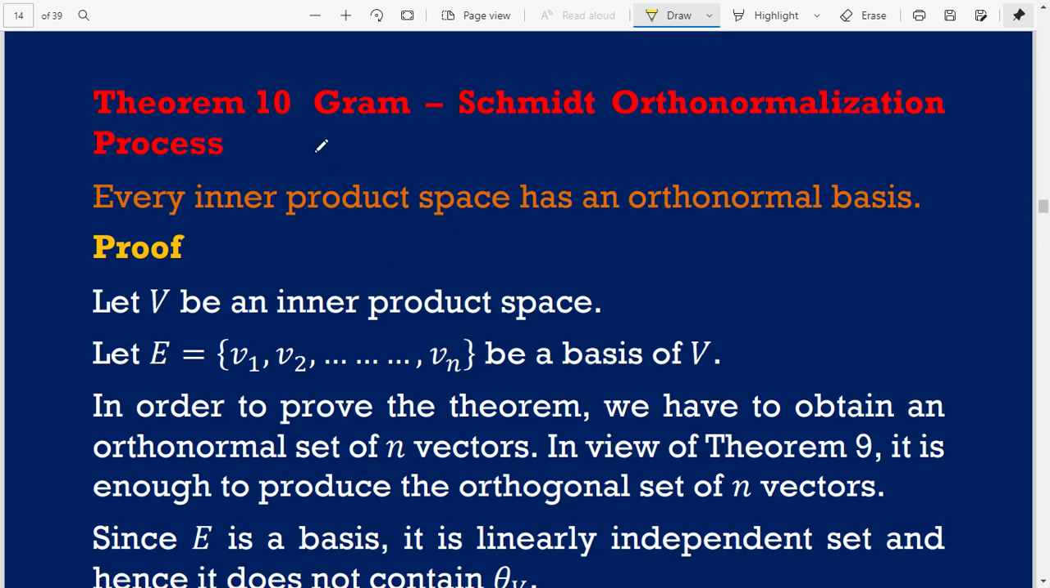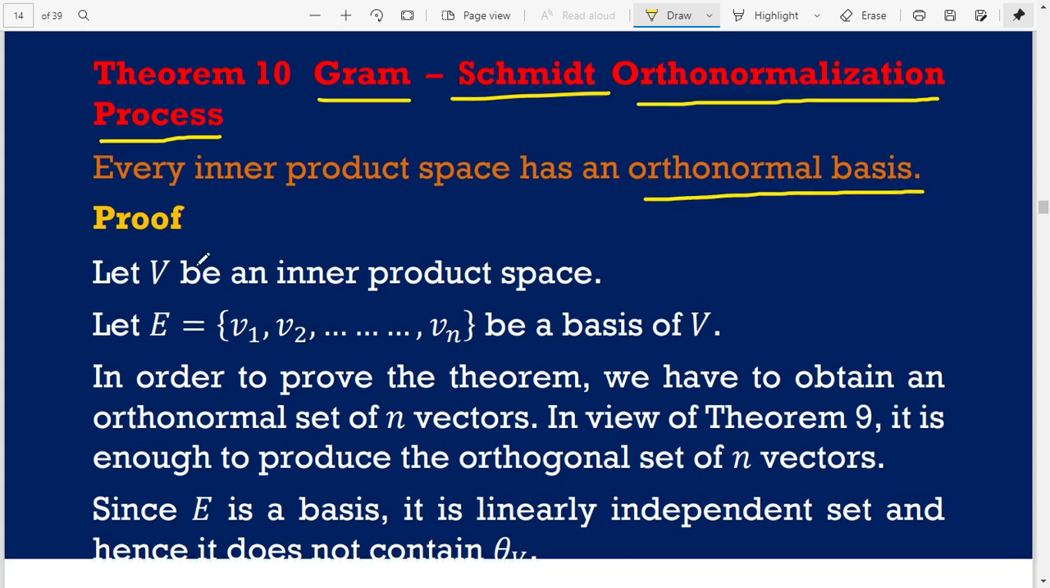Now the theorem, Gram-Schmidt orthonormalization process. Statement: every inner product space has an orthonormal basis.